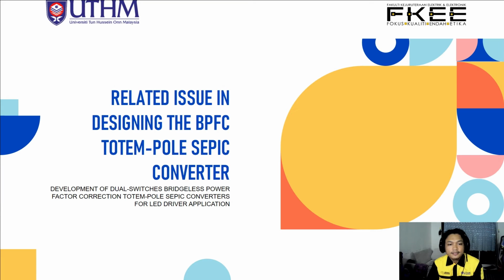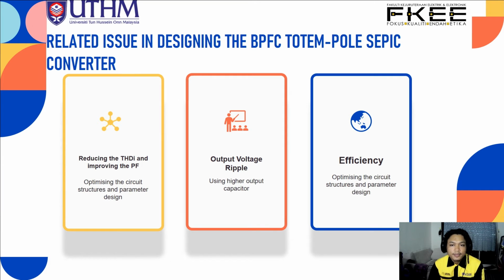Okay, next, related issues in designing the BPFC totem pole Sepic converter. First, to reduce the THDI and improve the power factor. Second, to reduce the output voltage ripple, and finally the efficiency. To reduce the THDI and improve the power factor, we can optimize the circuit structure and parameter design. For the output voltage ripple, we use a higher output capacitor, and finally for efficiency we optimize the circuit structure and the parameter design.